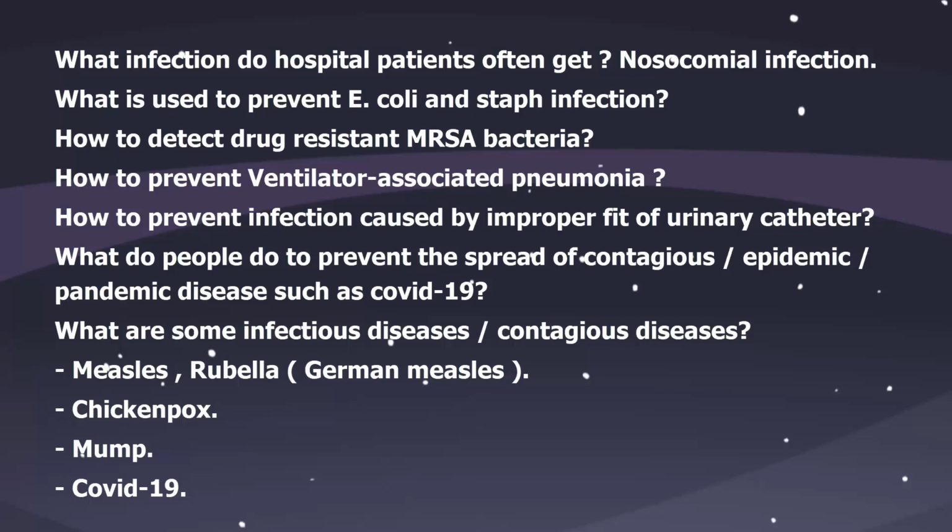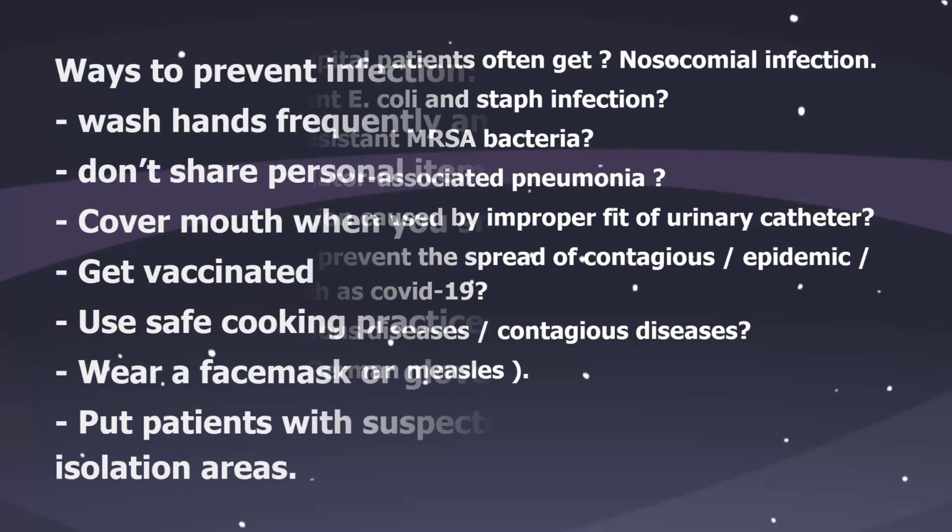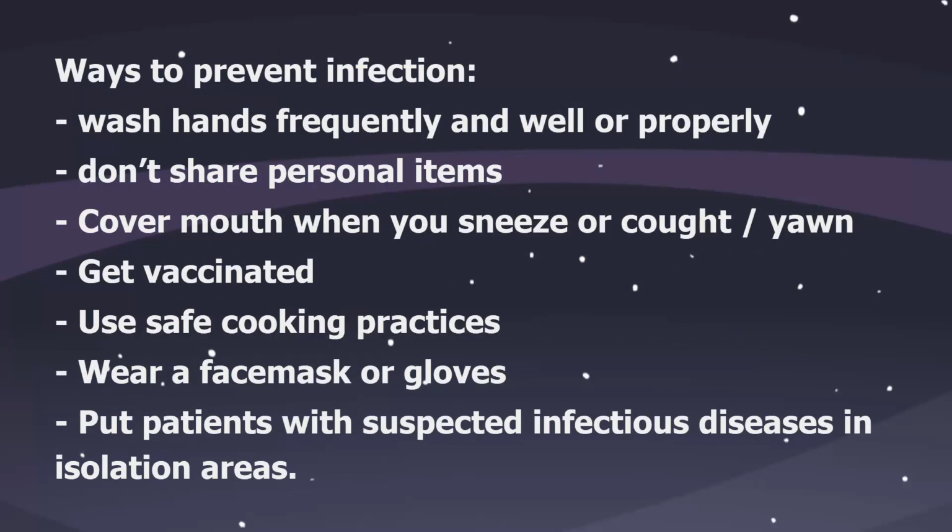Measles, rubella, German measles, chickenpox, mumps, COVID-19. Ways to prevent infection. Wash hands frequently and well or properly. Don't share personal items. Cover mouth when you sneeze or cough or yawn. Get vaccinated. Use safe cooking practices. Wear a face mask or gloves. Put patients with suspected infectious diseases in isolation areas.